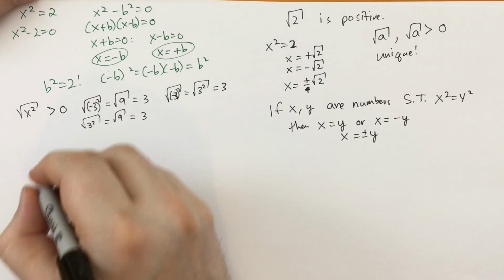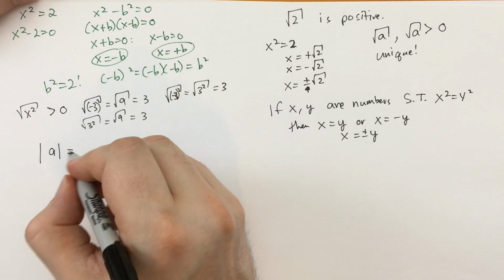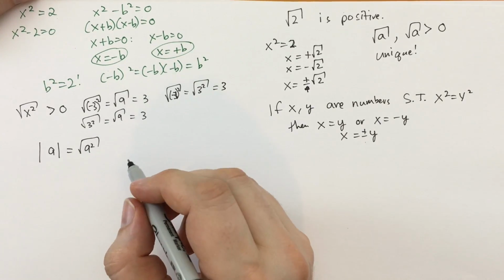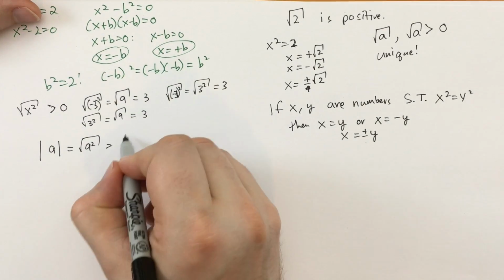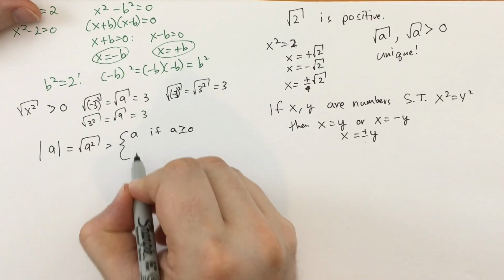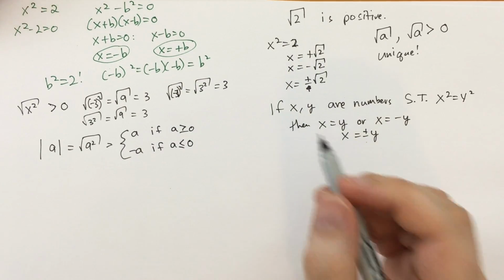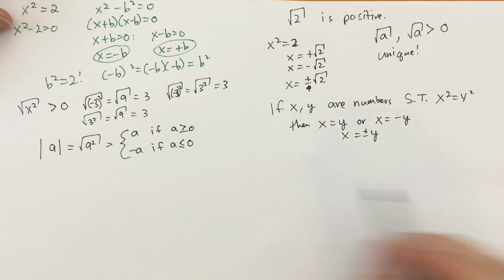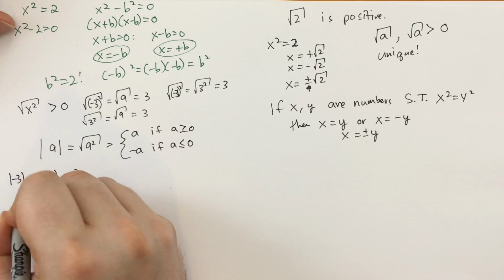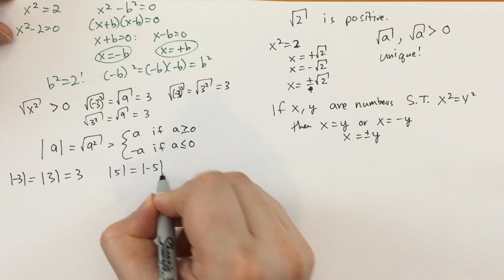Okay. Now we have a special operation we use. We call it the absolute value. So we say the absolute value of some real number a is equal to the square root of that number squared. So this has the effect that it is keeping the sign if a is positive or equal to 0, and it's switching the sign if a is negative. Thus we can write down the absolute value of 3 is equal to the absolute value of minus 3, and the absolute value of 5 is equal to the absolute value of minus 5 is equal to 5.